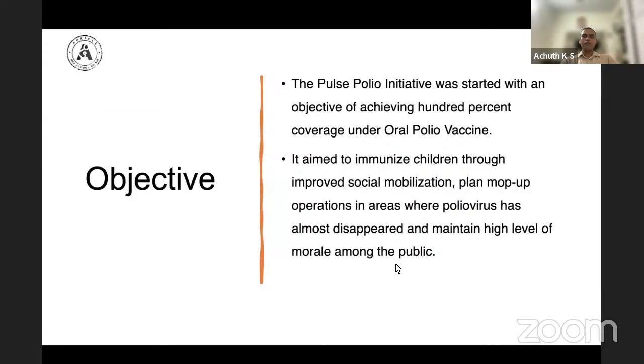What was the objective of this program? Pulse polio was started with an objective of achieving 100% coverage under oral polio vaccine. It was aimed to immunize children through social mobilization, plan mop-up areas where poliovirus has almost disappeared, and maintain a high level of morale among the public. This was the objective.